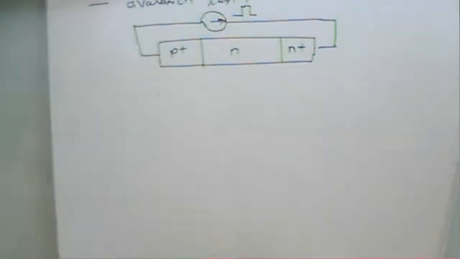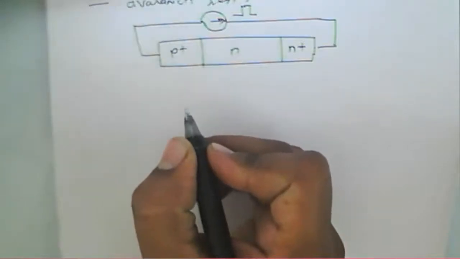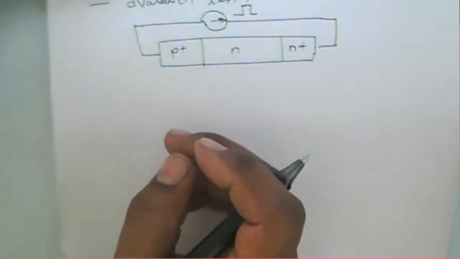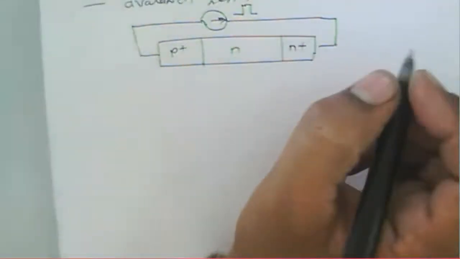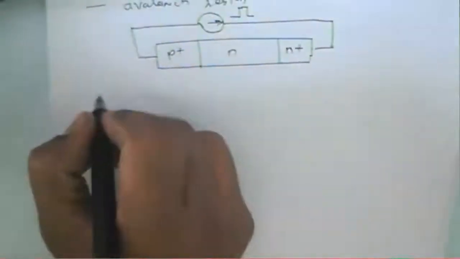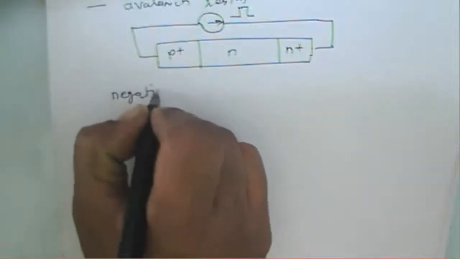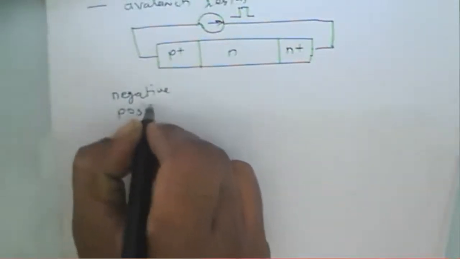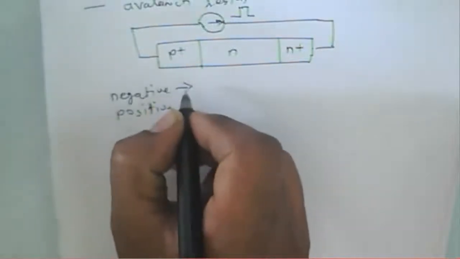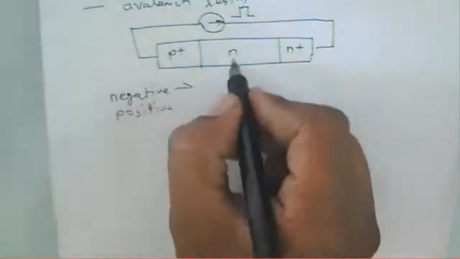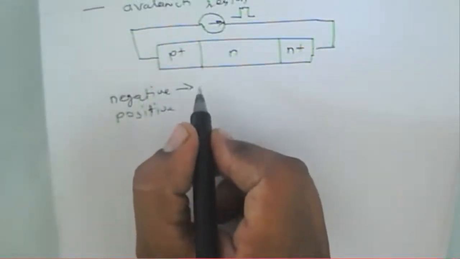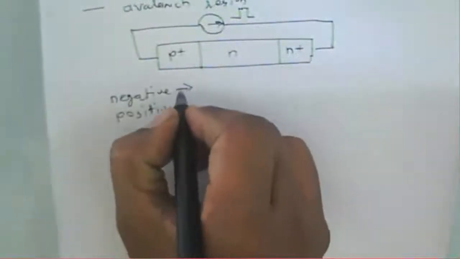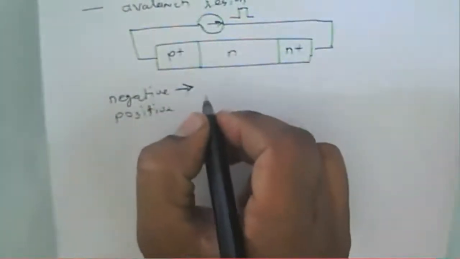Okay, we'll apply the pulse to this diode. When we apply the pulse to the diode, what happens? For a positive pulse, and when we apply the negative pulse, we have a positive pulse and a negative pulse. When you apply the negative pulse to this particular diode, that pulse is propagating through this diode.